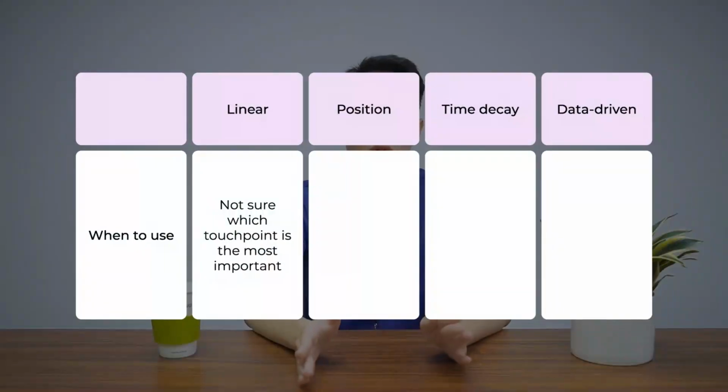Now that you understand how each attribution model works, the next step is to consider when each model will be most useful. For linear attribution, it's a great choice when you're not sure which touchpoint is the most important. It's simple to implement and ensures that every channel involved in the conversion gets a fair share of the credit.